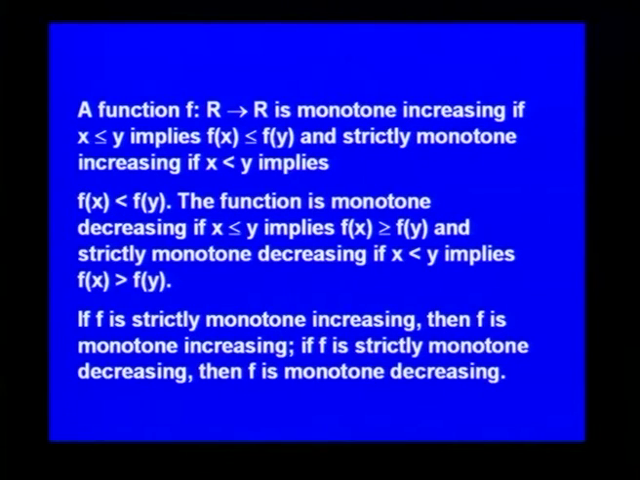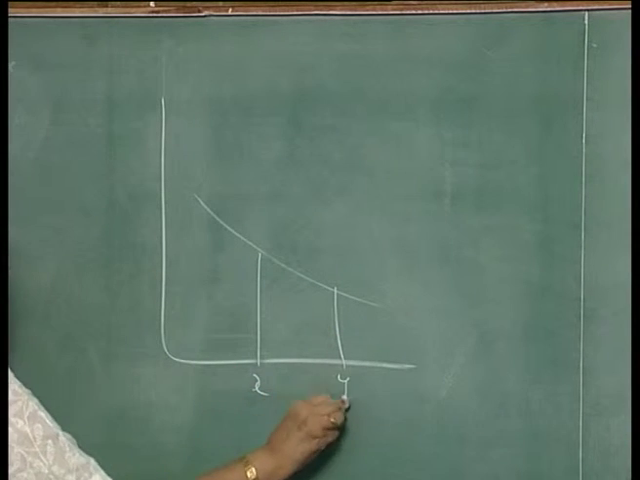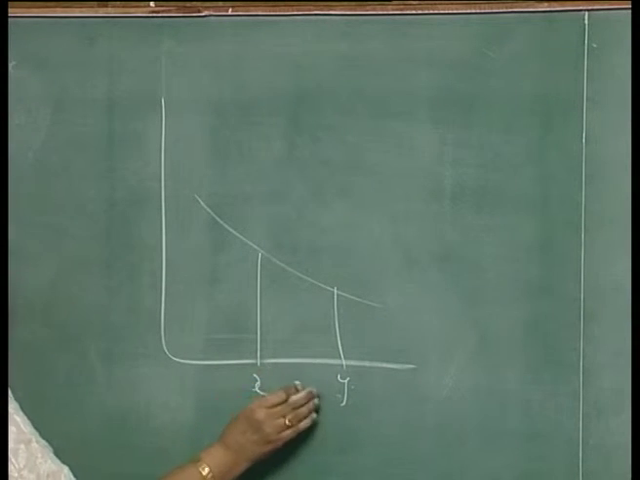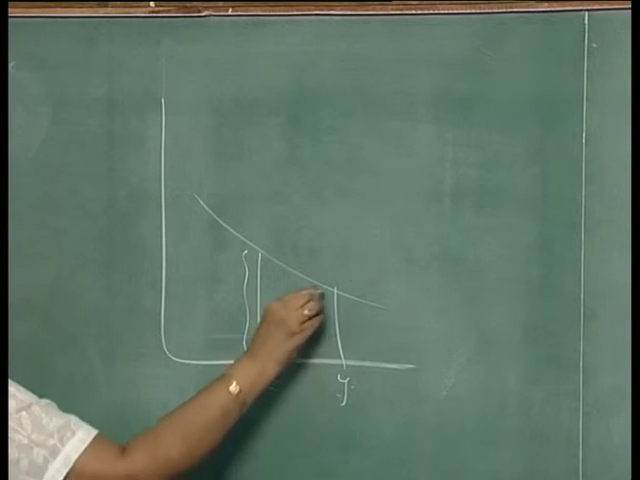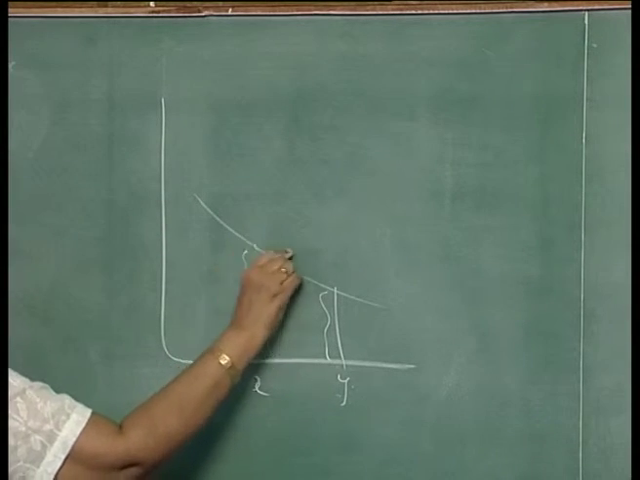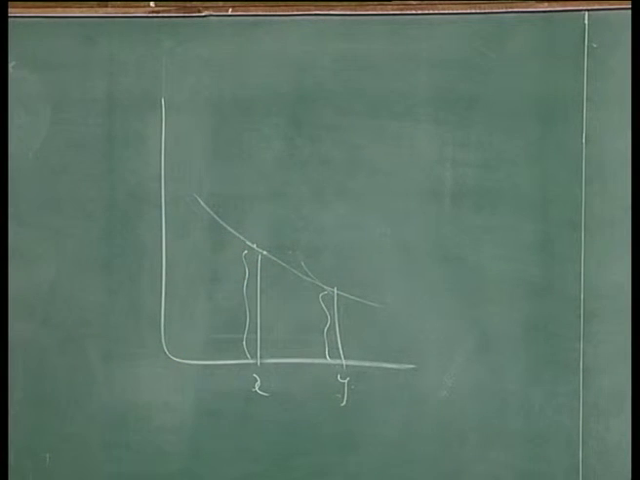So, if you have two x values x and y, then f of x is this, f of y is this, which is greater than this. The graph will be something like this. This is called a monotone decreasing function. If somewhere they are equal, it is monotone. Where no two values are equal, it is called strictly monotone decreasing.